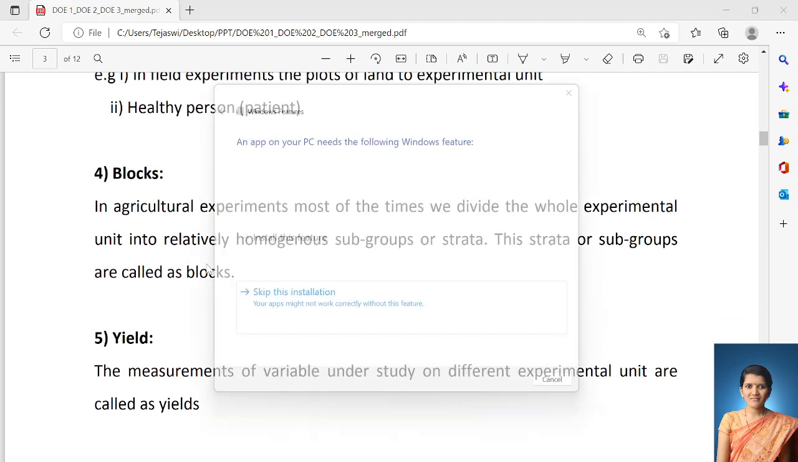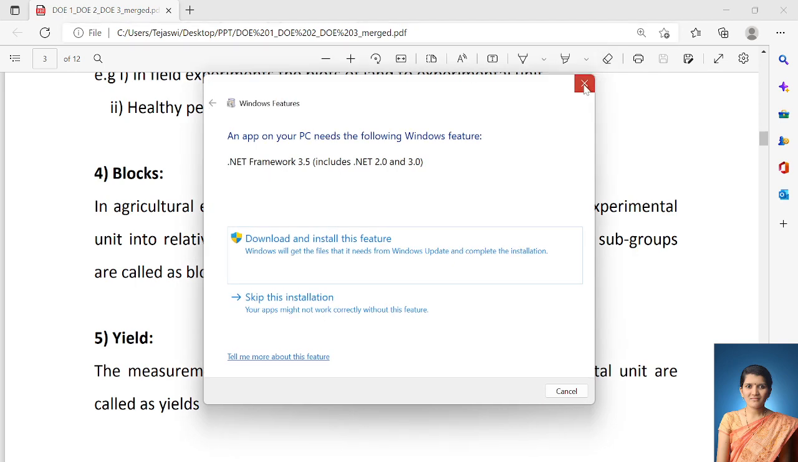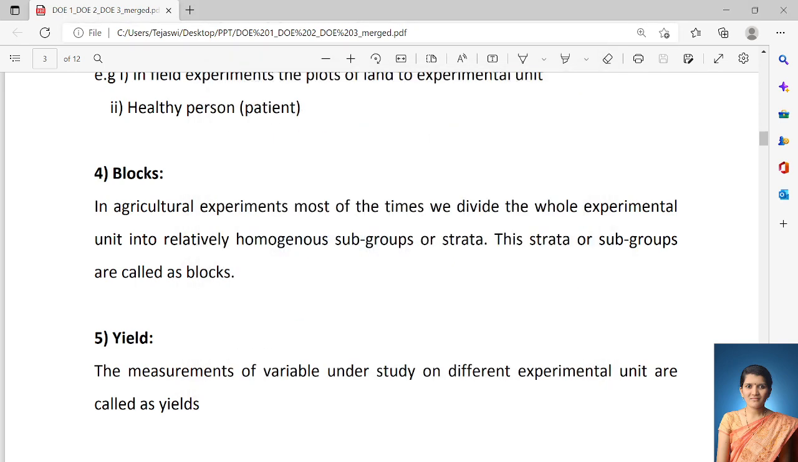The next is blocks. Next terminology is blocks. So, in agriculture experiments, most of the times the experimental units are variety.